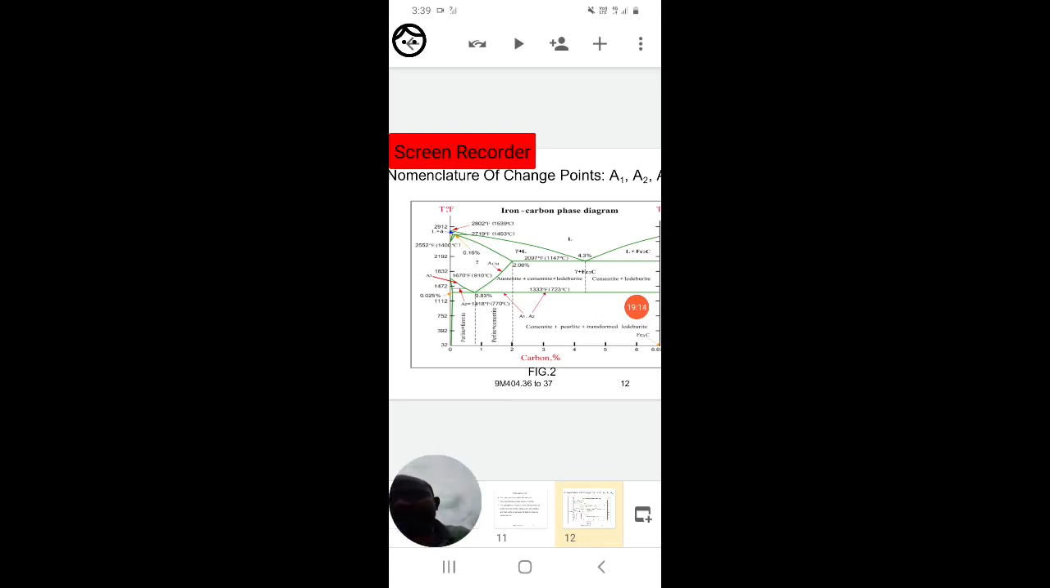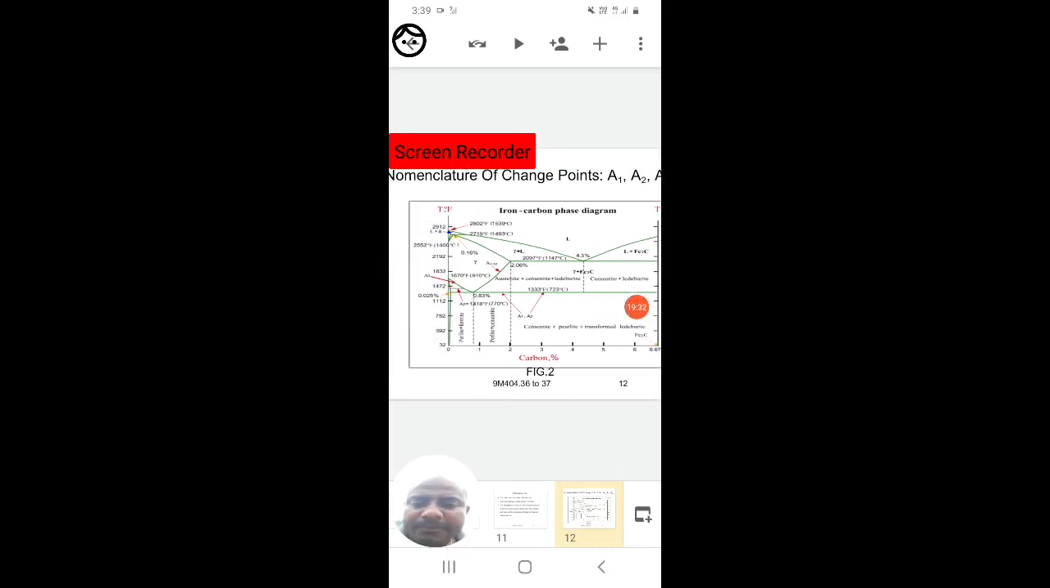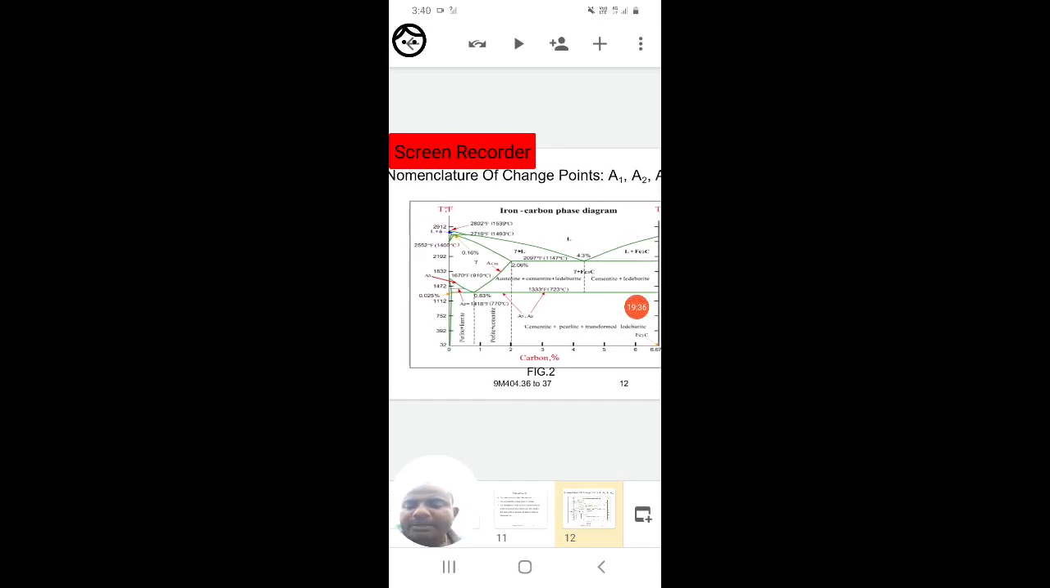First we will draw 3 horizontal lines. These 3 horizontal lines are called isothermal lines. Iso means constant temperature, that means temperatures of 1539 degrees centigrade, 1139 degrees centigrade and 723 degrees centigrade. These are the main isothermal reactions.